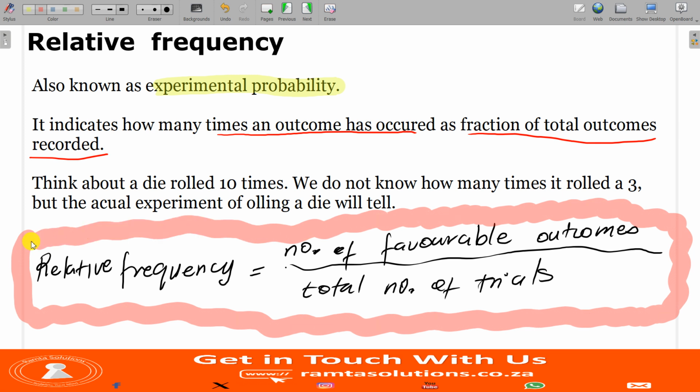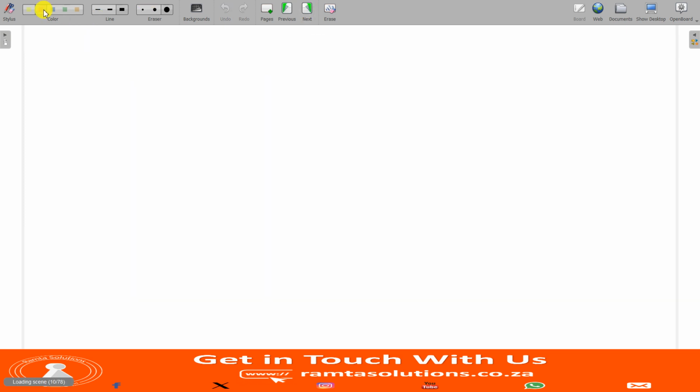All right, perfect. So it is no different, guys, to the definition of probability that you know. It is the same thing. I'm going to give you an example. We're going to have only one example on this.